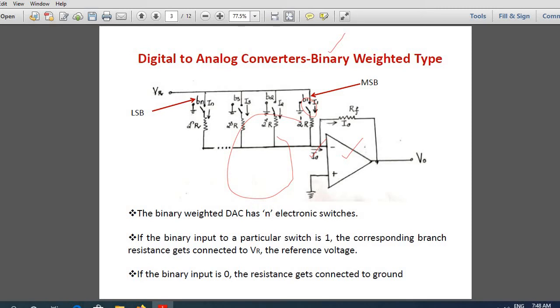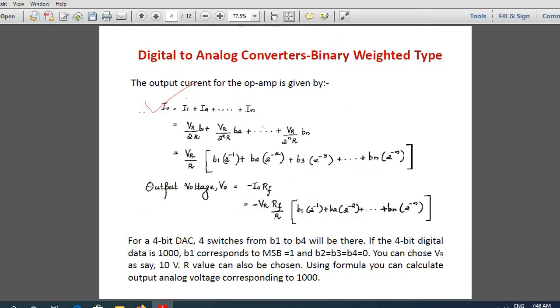That is why I have written here the output current, which is actually acting as the input to the op-amp. Don't write it this way: it is actually the output current from the branches. It is acting as input to the op-amp. So look here, it is given by this equation, I1 plus I2 plus etc. up to IN. Now, how can you calculate the individual currents?